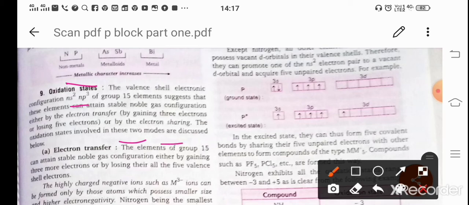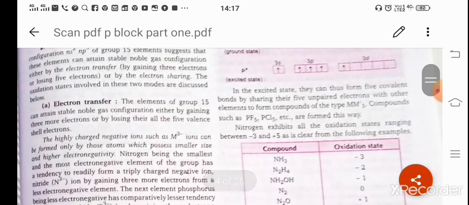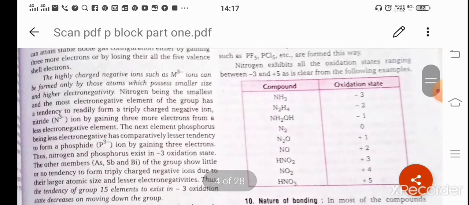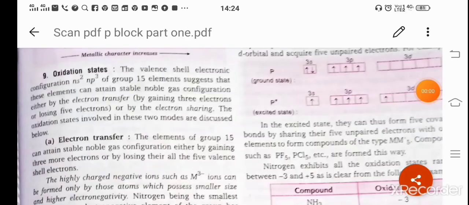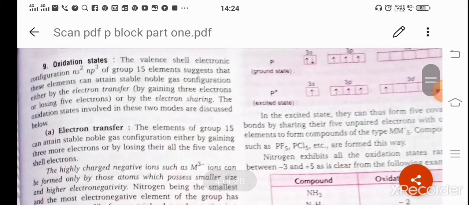Down the group, the stability of the +5 oxidation state decreases while +3 increases due to the inert pair effect. The negative oxidation state also exists in group 15 due to high electronegativity. The oxidation states of group 15 depend on its combining capacity. Group 15 has the capacity to form covalent as well as ionic bonds.